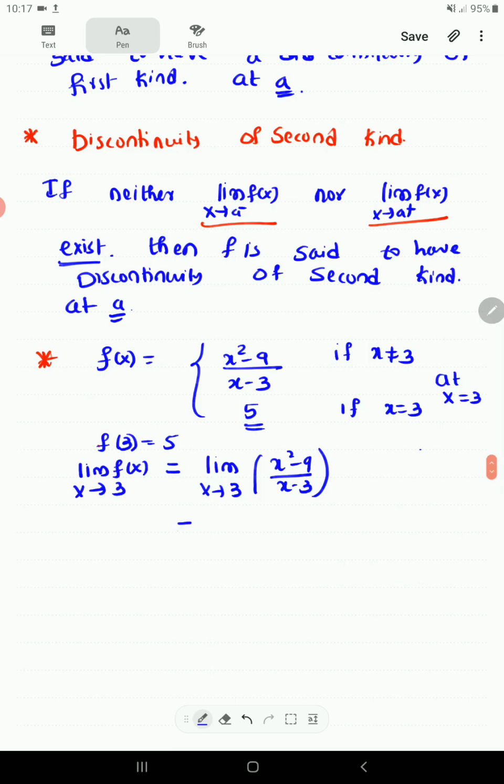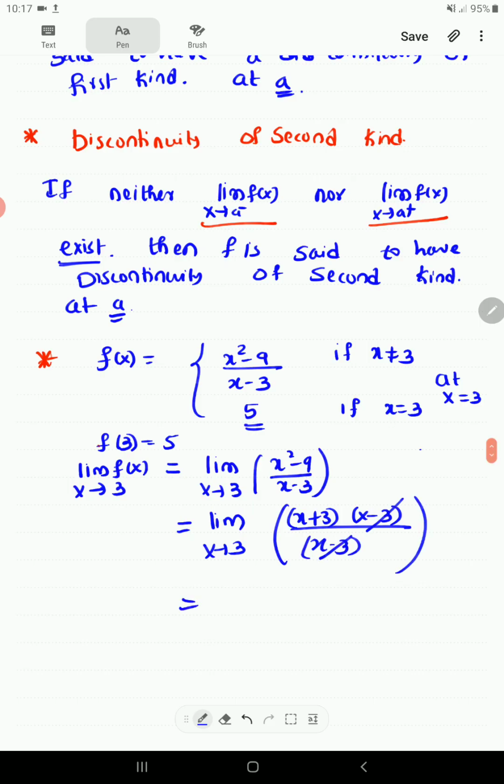This is equal to the limit as x is tending to 3. We can write it as (x plus 3)(x minus 3) upon (x minus 3). This x minus 3 we can cancel. As x is tending to 3, this will become 3 plus 3, which is equal to 6.